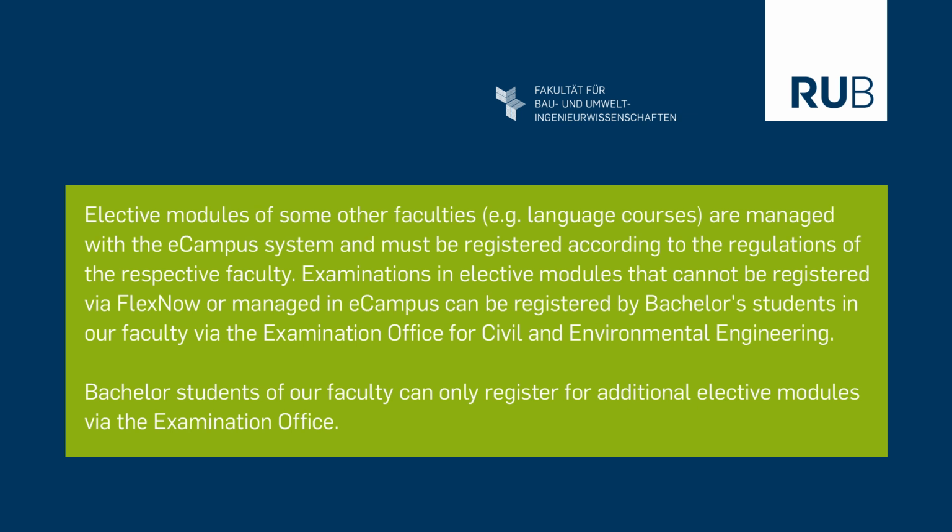Examinations in elective modules that cannot be registered via FlexNow or managed in eCampus can be registered by bachelor students in our faculty via the Examinations Office for Civil and Environmental Engineering. Bachelor students of our faculty can only register for additional elective modules via the Examinations Office.